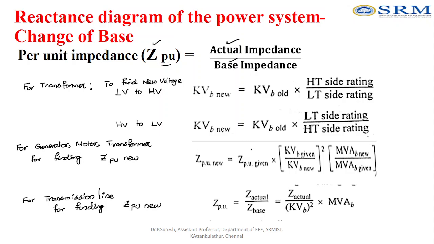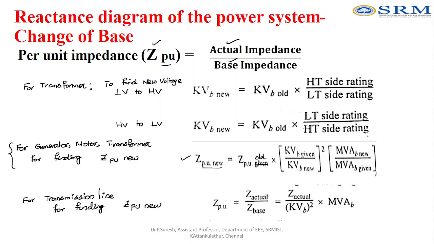Here we have some formulas to find the per unit values of the components. If you take the generator, motor and transformer, for calculating the new per unit values, this is the formula. Z per unit is equal to Z per unit old, in the sense the per unit values calculated using the previous base. Using the previous base, they calculated some impedance values. That is called Z per unit old. Using the old value, we are going to find the new values.